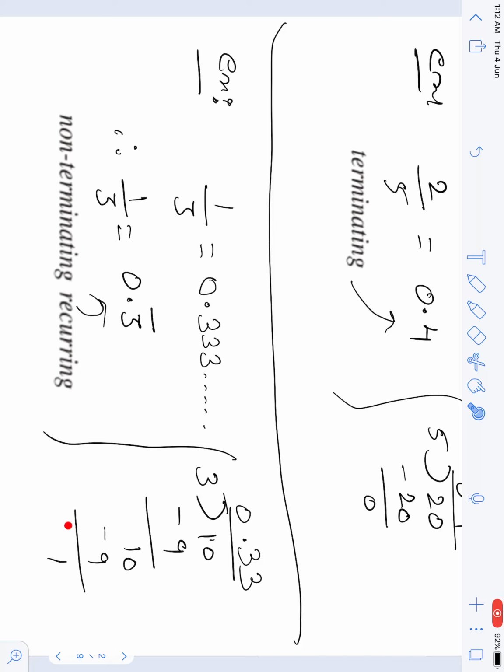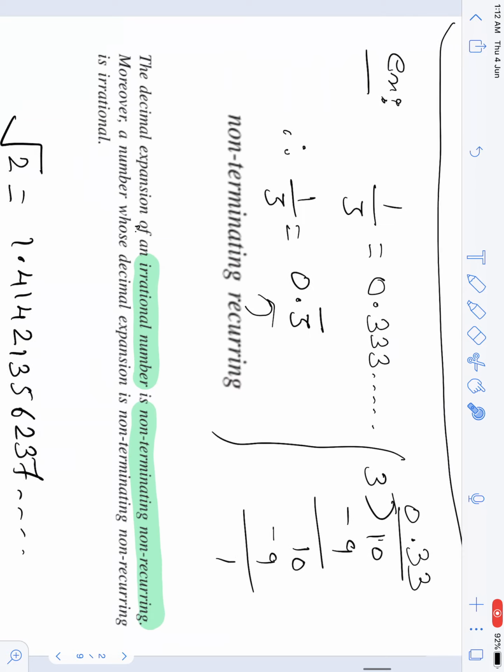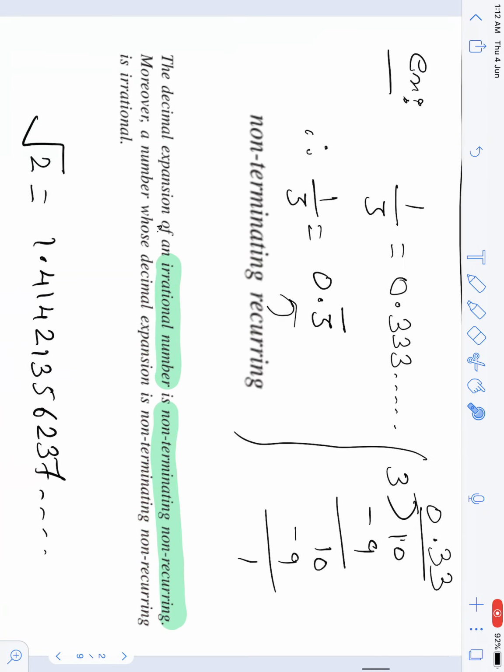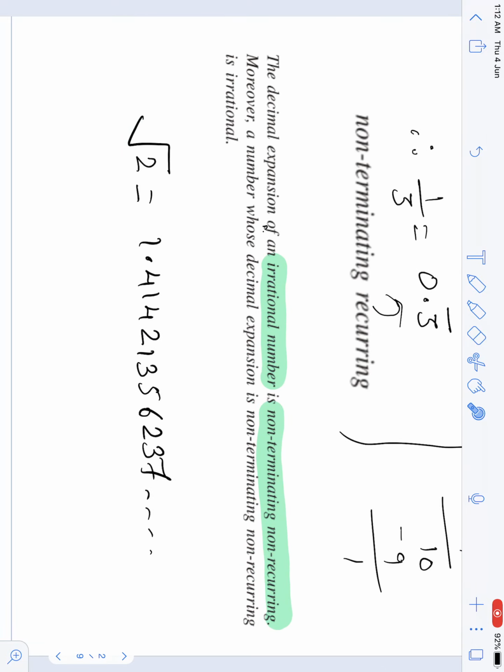Non-terminating means the division is not stopping here, it goes on. And recurring means some of the digits are repeating themselves. Now this is about rational numbers. Next is the decimal expansion of an irrational number. The decimal expansion of an irrational number is non-terminating and non-recurring.